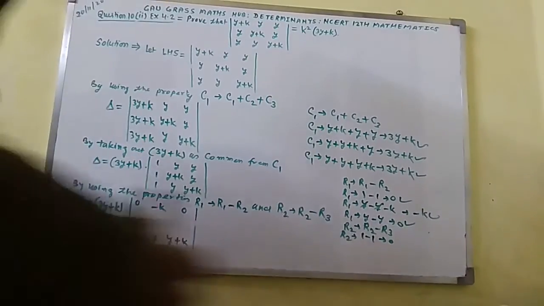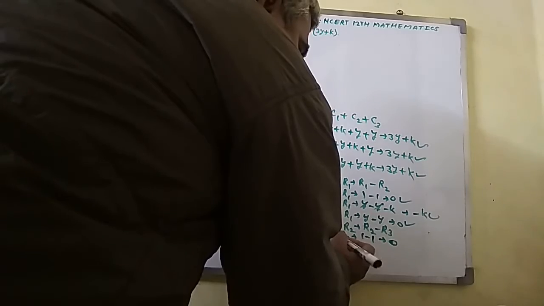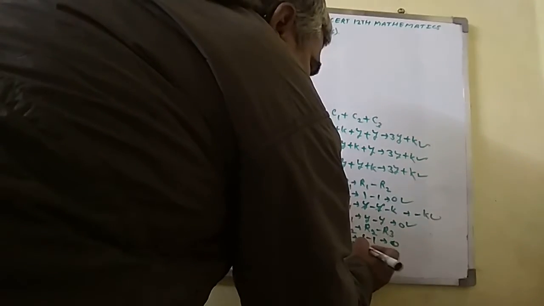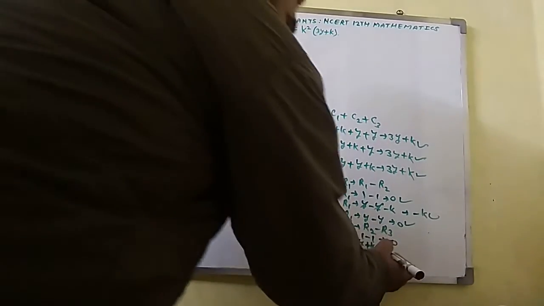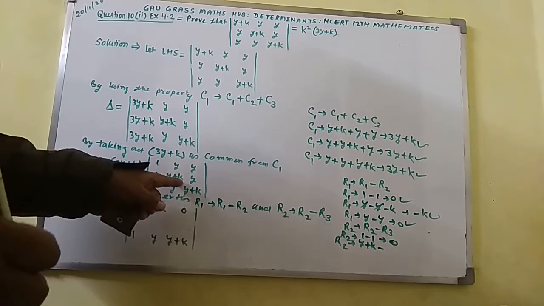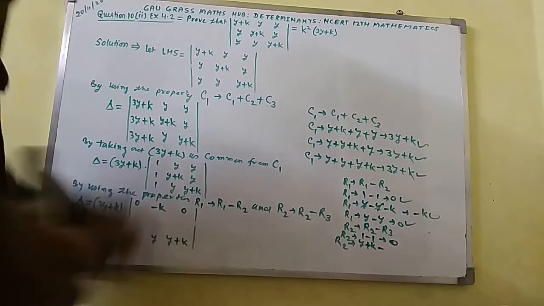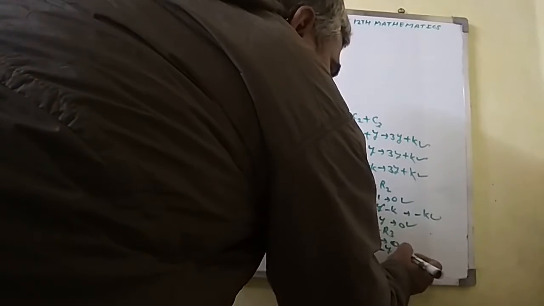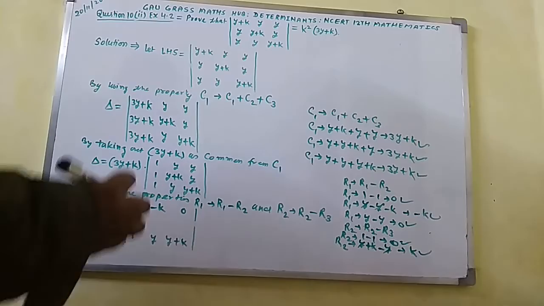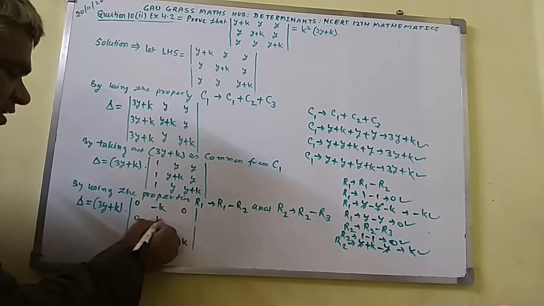This is okay. Now again, R2 goes to, if I take the element of R2 as y plus k, here write y plus k. Minus, write here minus. The corresponding element of y plus k in the third row will be y. So here write y. So it comes out to k. Y cancels out, comes out to k. So this will be written: 0, k.